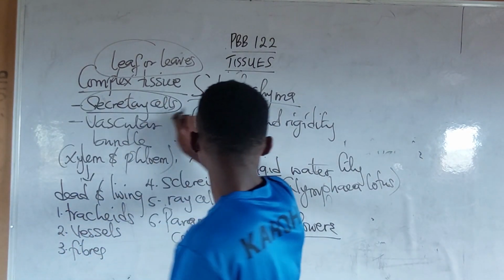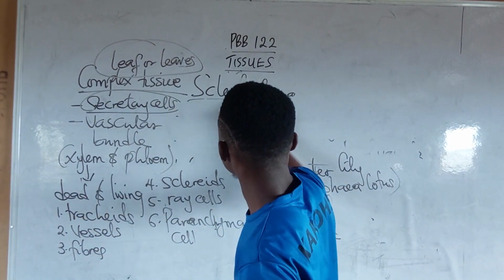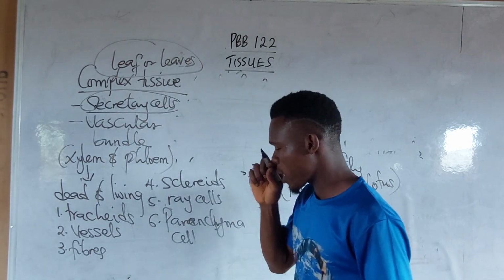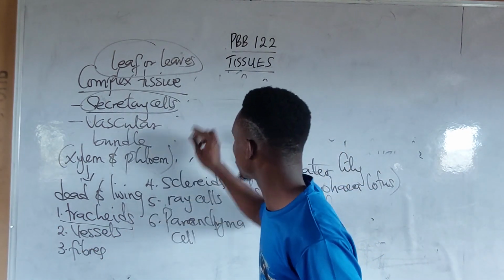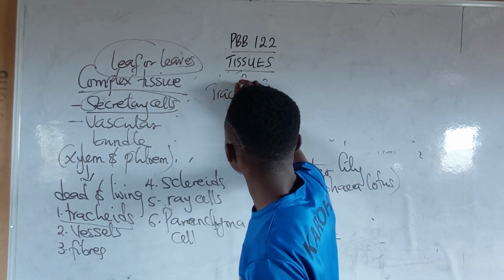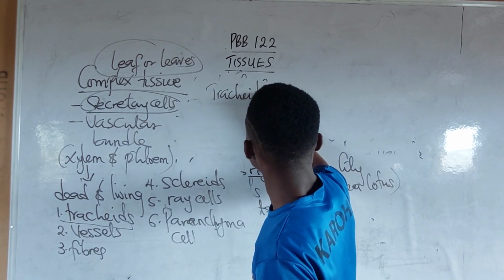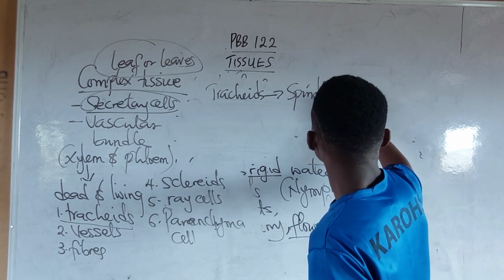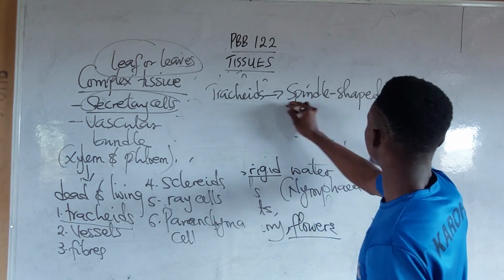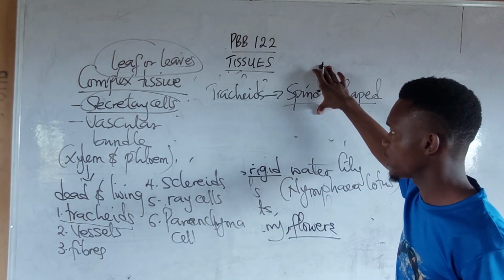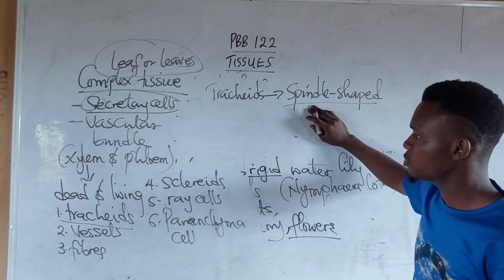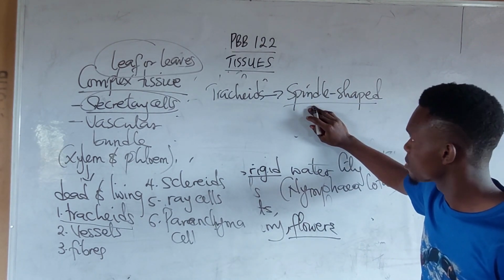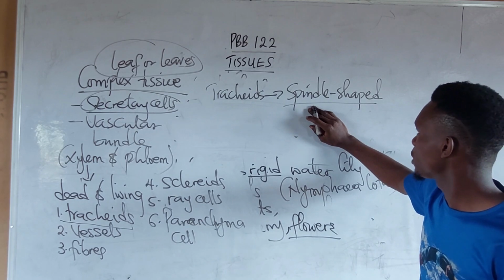Now, what do you understand by these cells found in the xylem? One, the shape of the tracheids. The tracheids are what? Spindle shaped, okay? They have the shape of a spindle, alright?